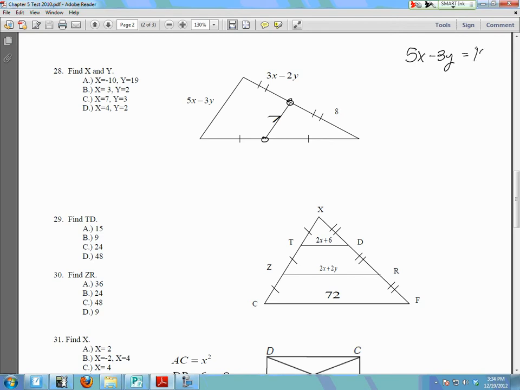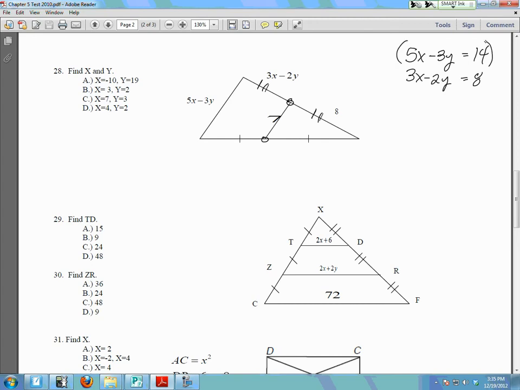So 2 times 7 is 14. I know because this is congruent to that, I can say 3x minus 2y is equal to 8. I don't recognize the coefficients to be the same, so I need to just choose a variable that I want to cancel out. I'll cancel my y's, so I need to make them both become 6.